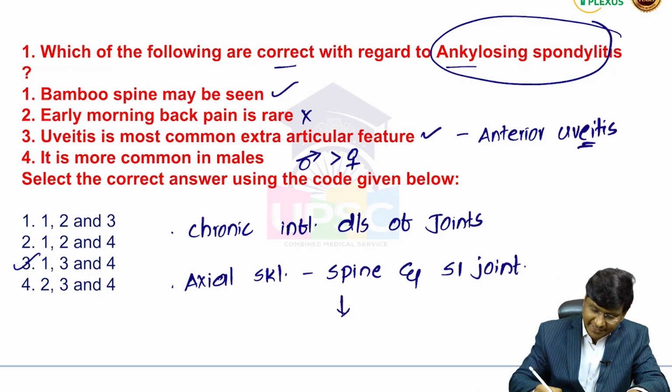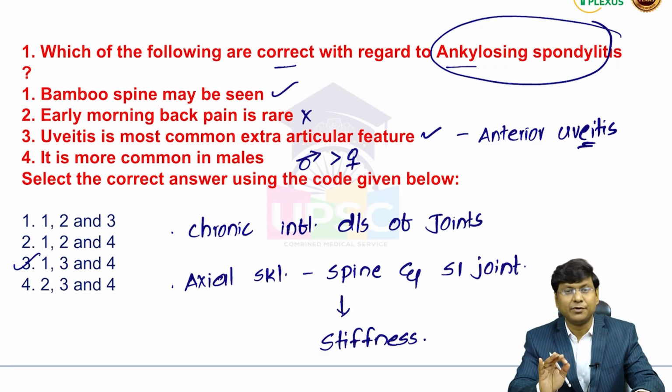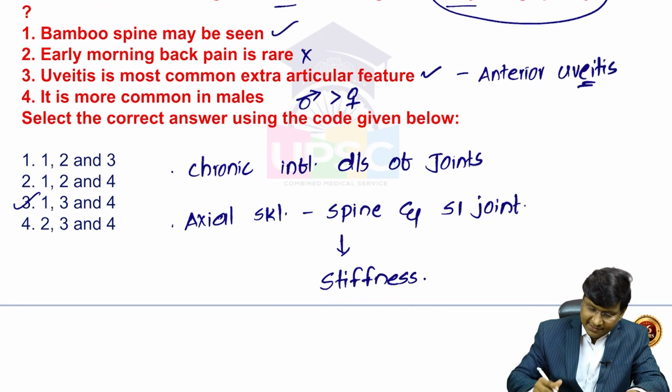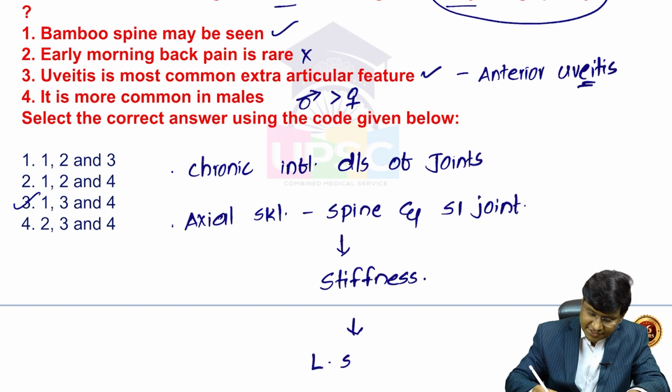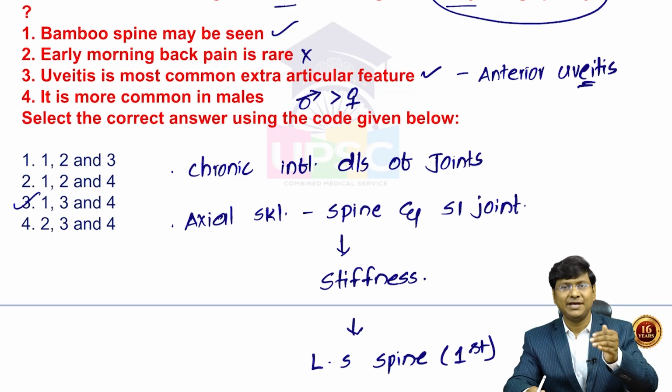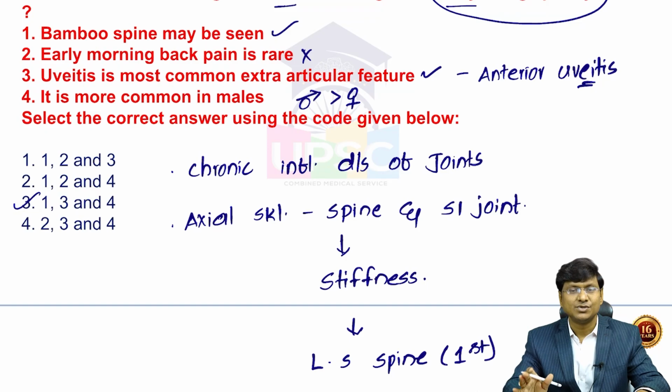With involvement of the spine, you will have progressive stiffness of the spine, right? And this progressive stiffness is commonly observed first where? It is the lumbosacral spine which is affected first. Gradually you have involvement of the thoracic spine, and gradually there will be involvement of the cervical spine. So the last to be affected will be the cervical spine.